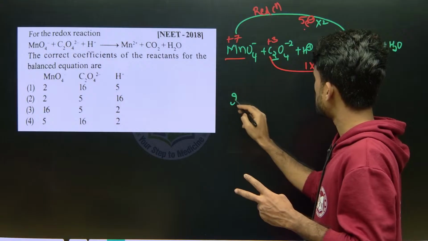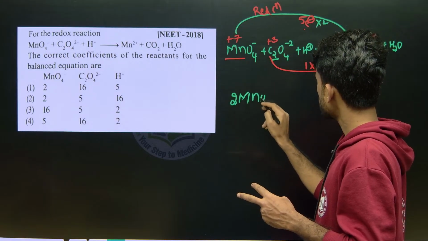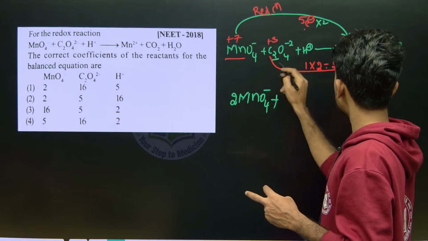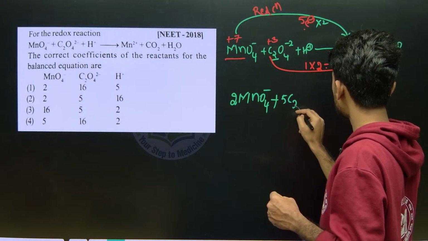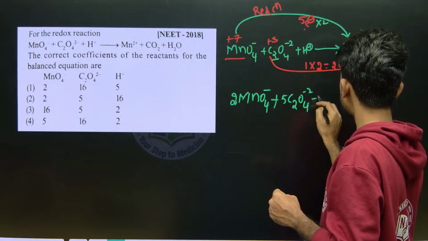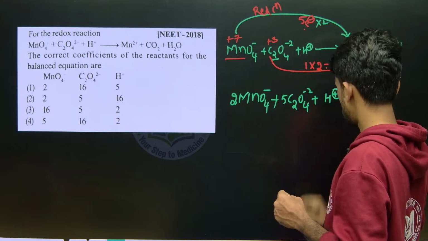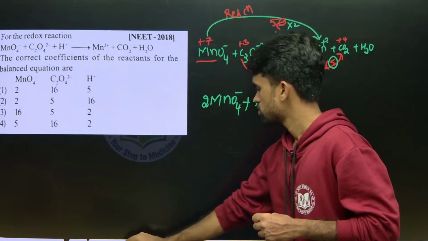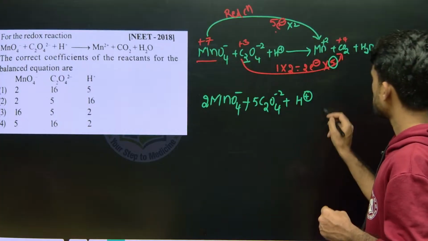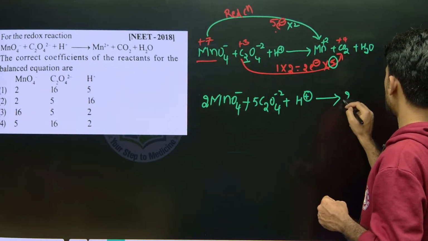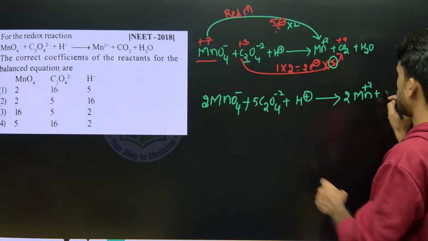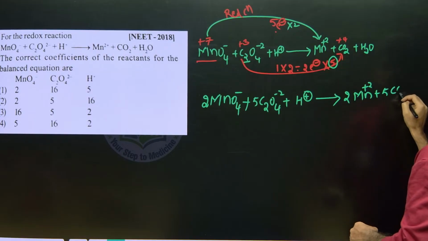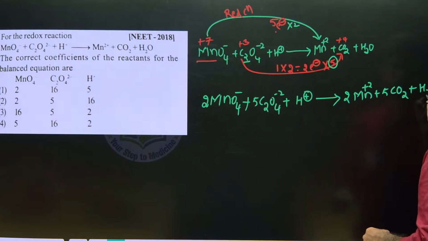So 2 MnO4 minus, and this equation, which number are you multiplying with? 5. So 5 C2O4 2 minus plus H plus, that gives 2 Mn 2 plus and 5 CO2 plus H2O, like this I am writing.